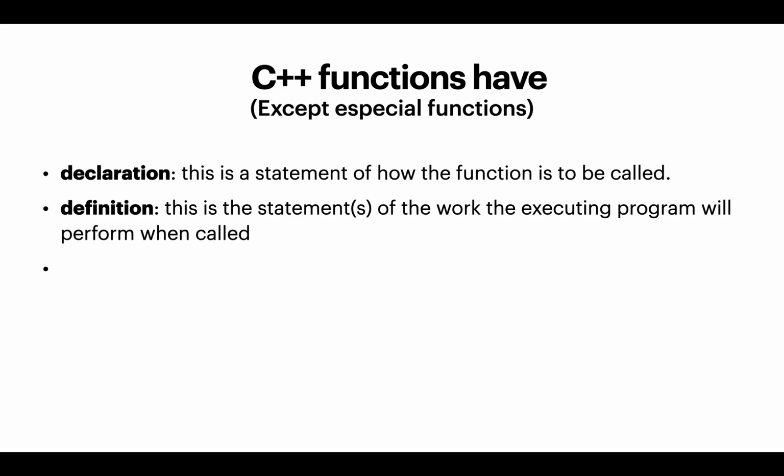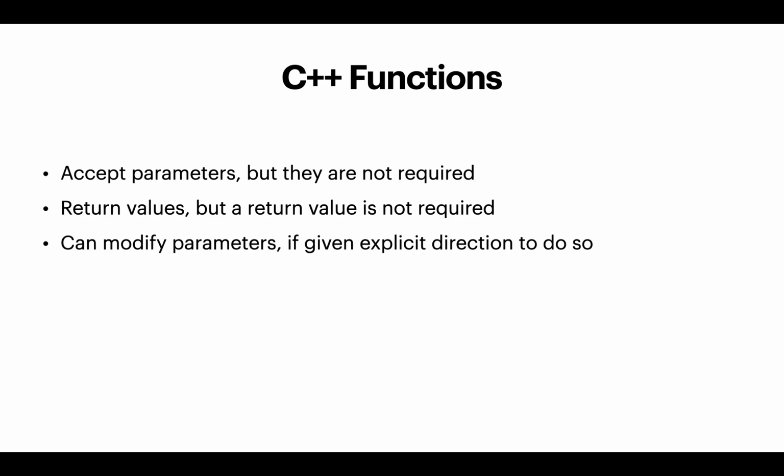C++ functions consist of a declaration and a definition. The declaration is a single line statement of how the function is going to be called or created. And the definition is the declaration plus all the statements that consist of the fully working code for the function. C++ functions accept parameters, but they are not required, return values, but a return value is not required, and can modify parameters if given explicit direction.